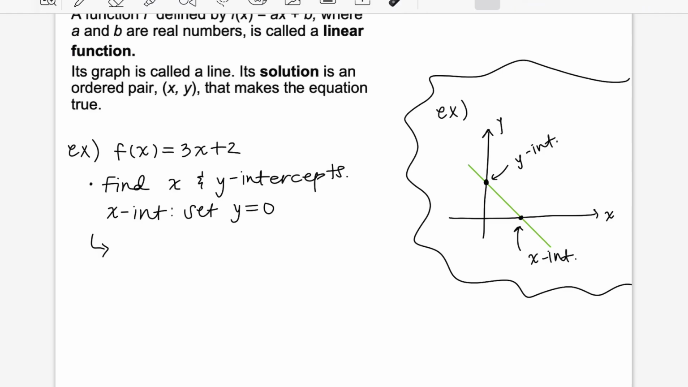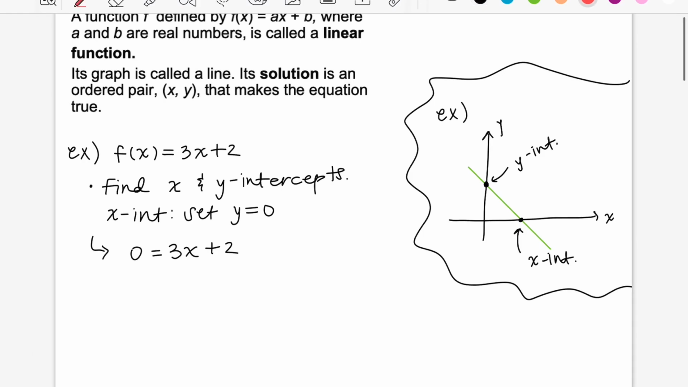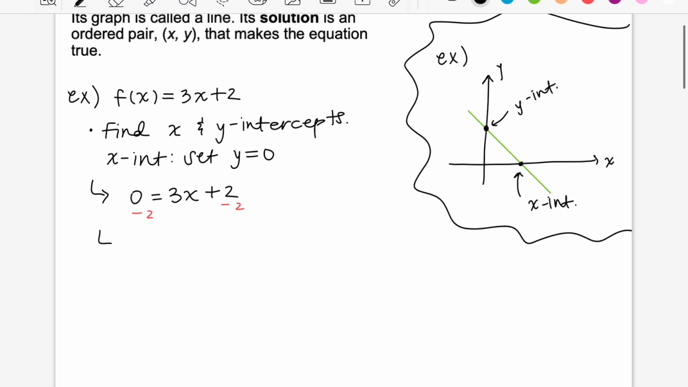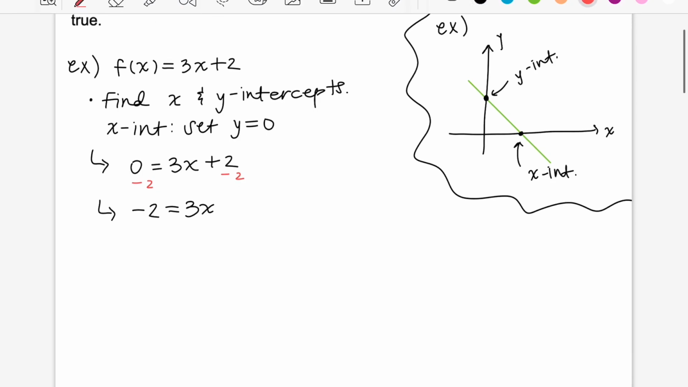Remember, y is our f of x. So 0 is equal to 3x plus 2. And we want to solve for x. So we're going to take away 2 on both sides. We get negative 2 here, and that'll be equal to 3x. And then to isolate x completely, we're going to divide by 3 on both sides. So we get negative 2/3 is equal to x.